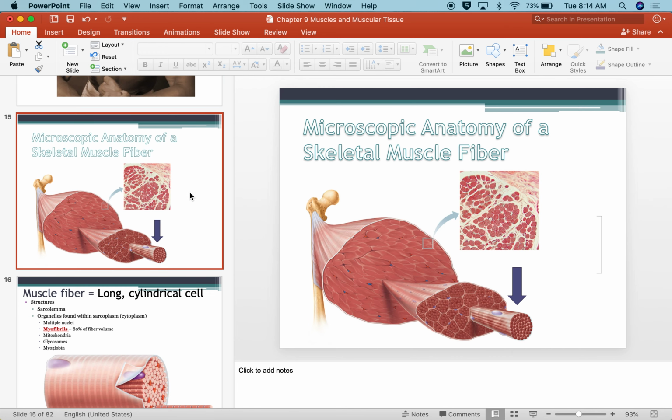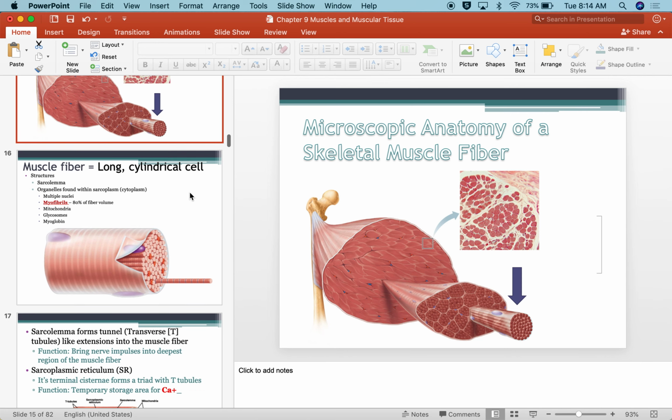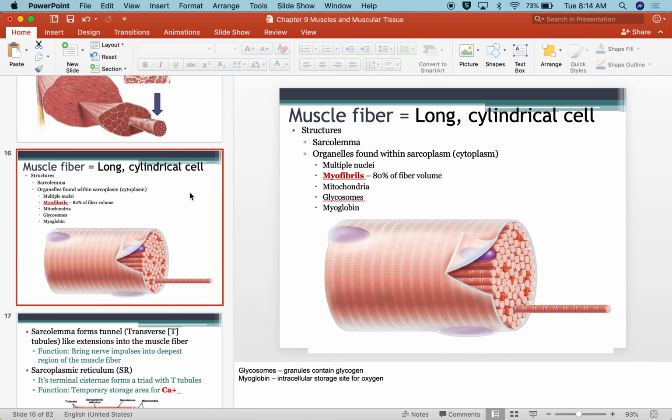All right, so let's take a look at that muscle fiber. Remember, a muscle fiber is a long cylindrical cell. So this cell, this thing, is a whole muscle fiber. It contains these different organelles. And you'll notice some of these are very similar to any other cell, but we have some different names.